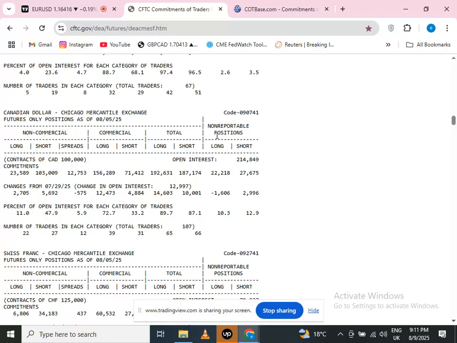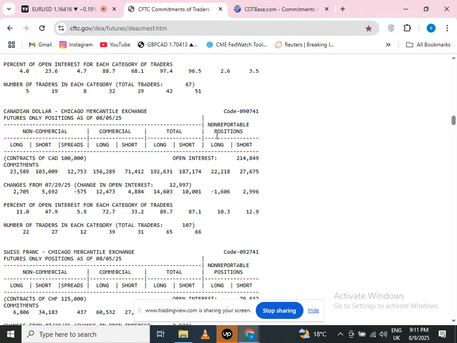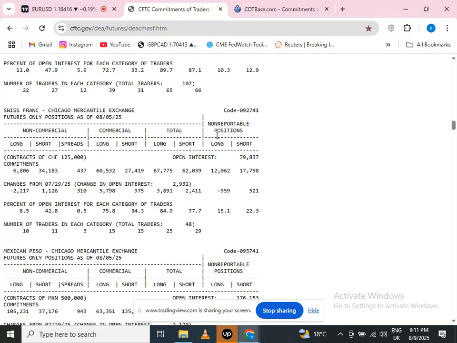Let's take a look at maybe the Swiss franc. You see, there are a lot of numbers, a lot of contracts, and I know a lot of people are not good with numbers. I know that. So I have found a way. I've got this website called COTBASE, COTBASE.com. This website helps us to compare these numbers.